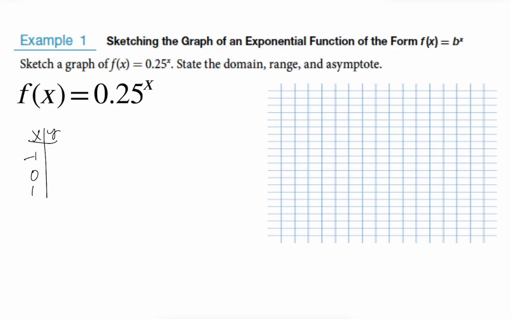If you were to put into a calculator 0.25 to a power of -1, it's going to take the reciprocal of that. 0.25 is 1/4, so when we take its reciprocal, we get 4. 0.25 to the 0 power is 1. Anything to the 0 power is 1. And then 0.25 to the first power is just 0.25.